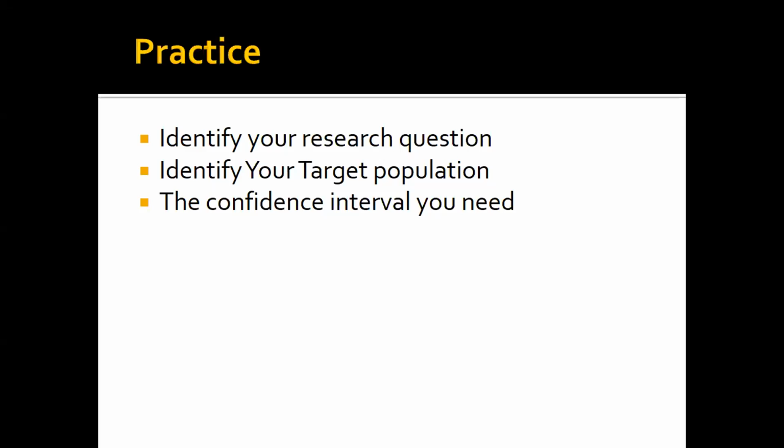Then decide a confidence interval you need based on your research question, that you need 90% confidence interval or 95 or 99. 99 is the maximum. Because 1% error you cannot just forego when you are doing a sample study. Even with the population study also, 1% error cannot be reduced.